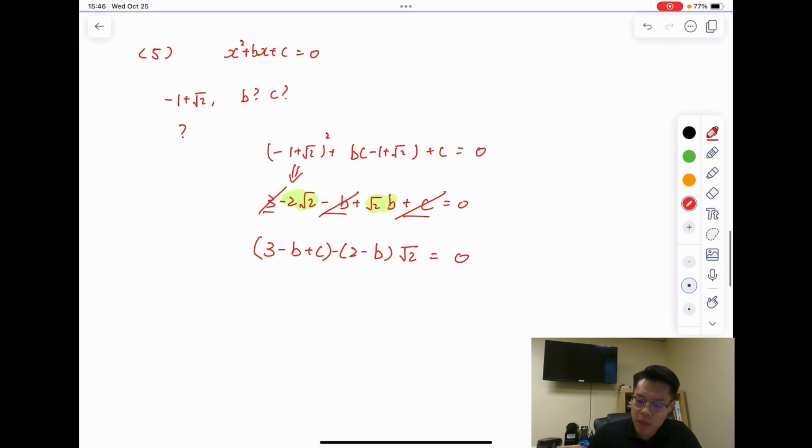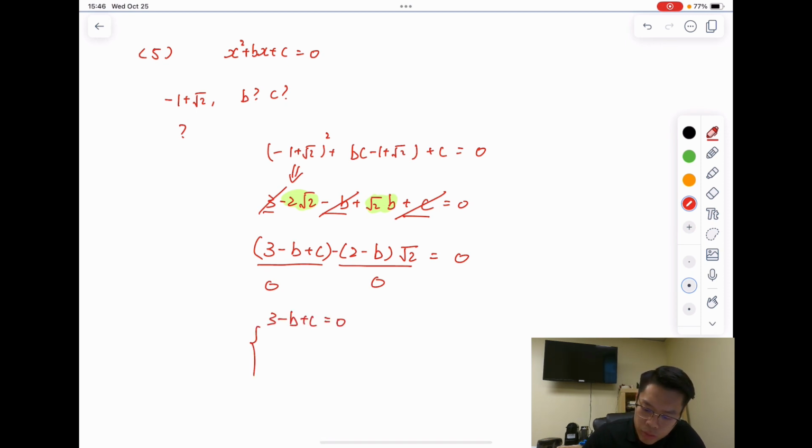Okay, so now in this case over here, again, I'm assuming that this is 0, the other is also 0 as well. So 3 minus b plus c is equal to 0, and 2 minus b is 0. So b is equal to 2. If b is equal to 2, c is equal to -1. So my equation will be x squared plus 2x minus 1.